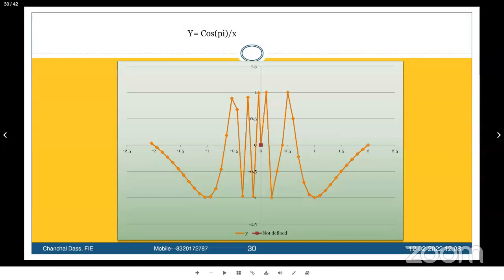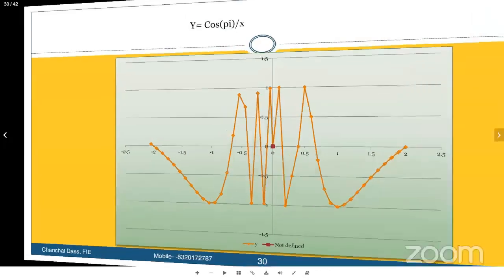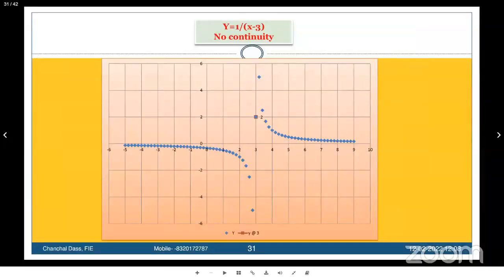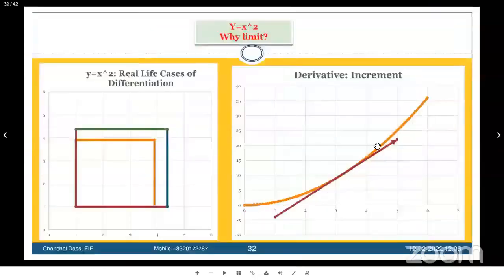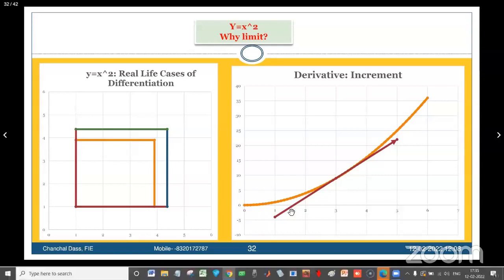And these are the things: why it is not differentiable, and this is a function but it is not continuous. So when we see all of this geometrically, we can easily understand what those things are in theory. And when we come to differentiation, suppose y is equal to x square, this is the thing.